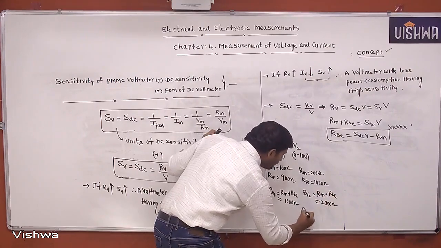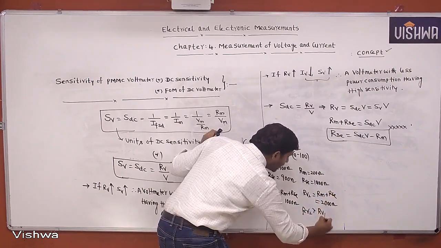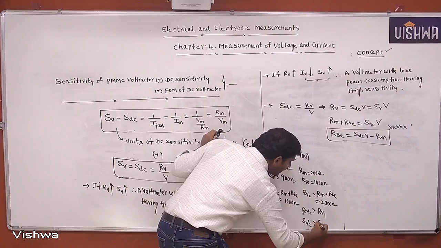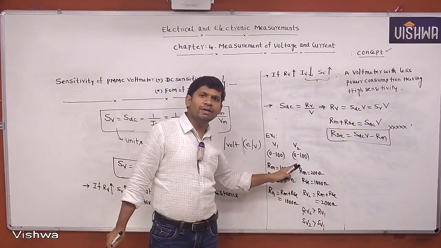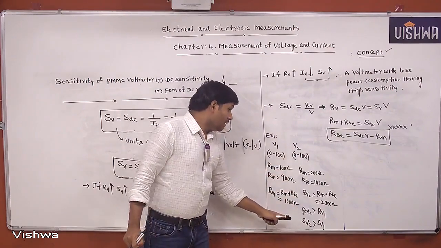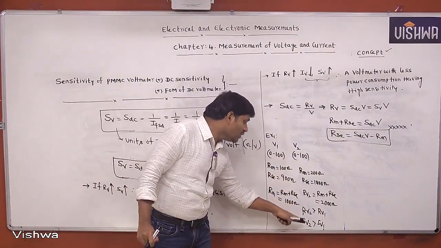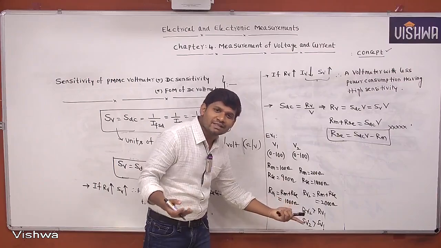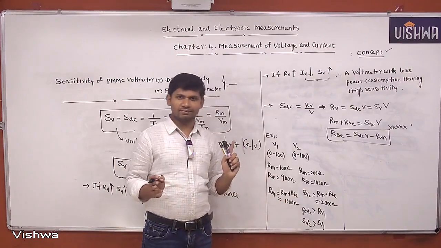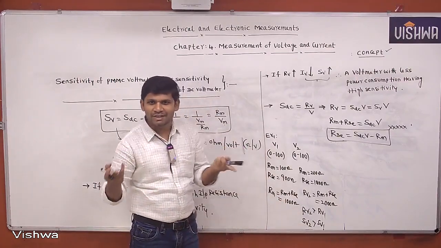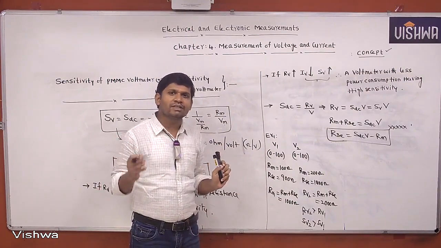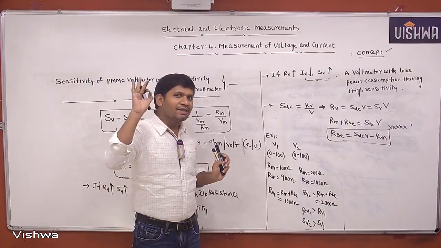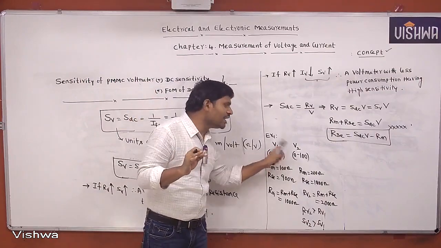Then RV2 is greater than RV1, so SV2 is greater than SV1. Like this we can compare. If the same range of voltmeters are given, the voltmeter which has high input resistance has high sensitivity. No need to calculate sensitivity again. This comparison is possible only if the same range is given.